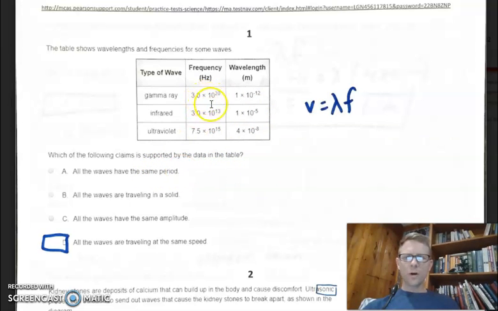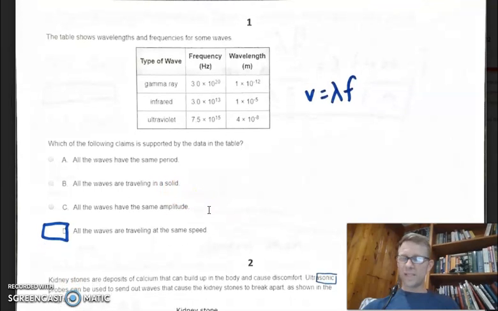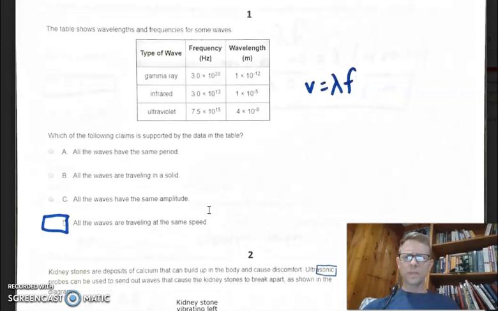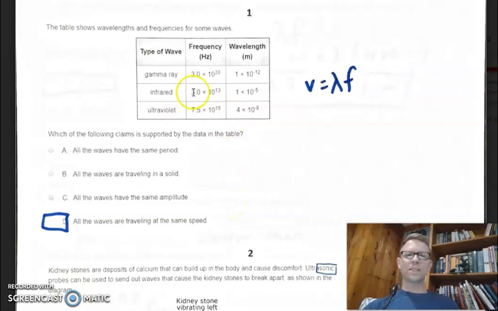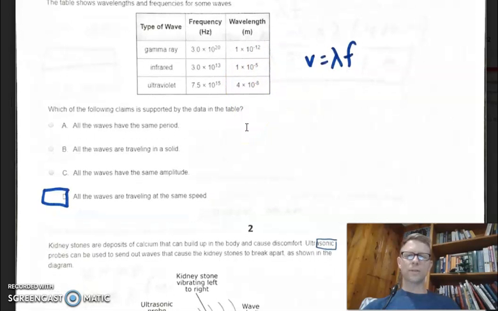Also, look at these choices. Same period? All the frequencies are different, therefore the periods must be different. All traveling in a solid? There's no indication of that. They could be, but that's not likely, and you certainly couldn't conclude that from these random numbers. And that they have the same amplitude? This doesn't tell us anything about amplitude. The frequency doesn't tell us how much energy is in the wave.